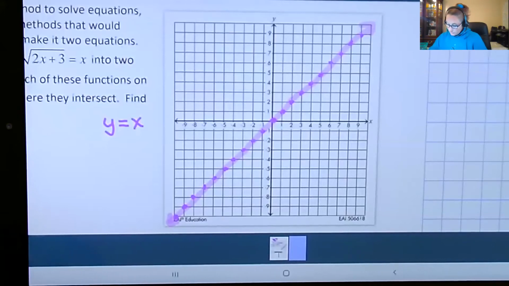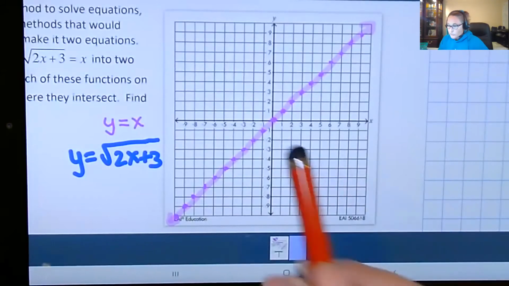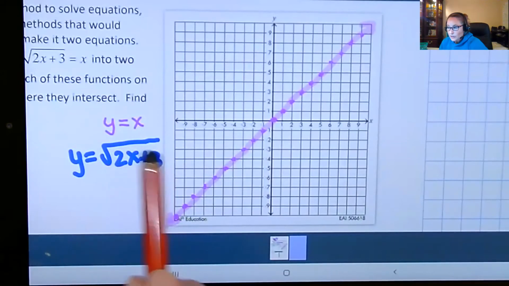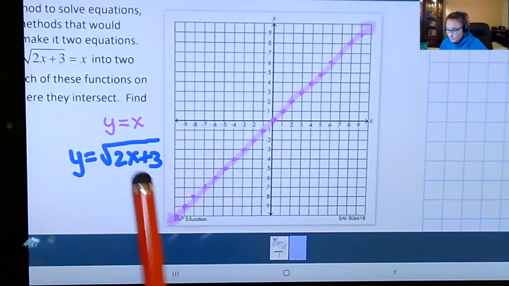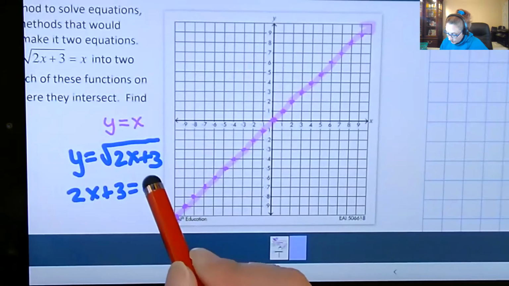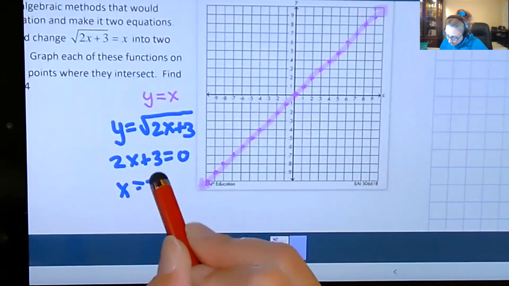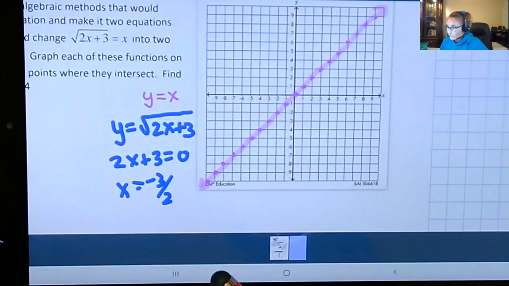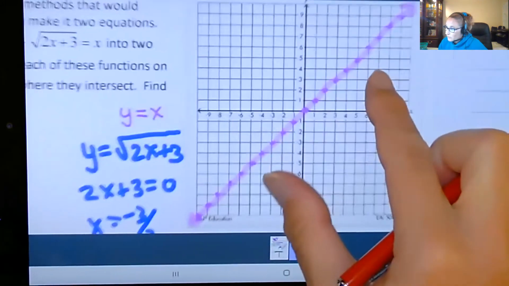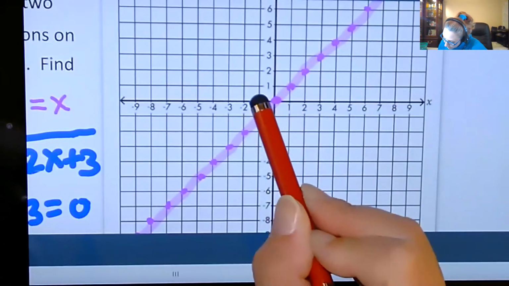So then the next one I'm going to graph, I'm going to graph that in a different color. It's going to be the square root of 2x plus 3. Okay, so y equals square root of 2x plus 3. That's the other side of that equation. And what I'm going to do is figure out what makes this 0 underneath. And so I would take 2x plus 3 equals 0 and work it out. So I'm going to be subtracting 3 and dividing by 2. So I'm going to end up getting x is equal to negative 3 over 2 or negative 1.5. So I'm going to come over here and go to negative 1.5 on my x, comma 0. So it's going to go right here.